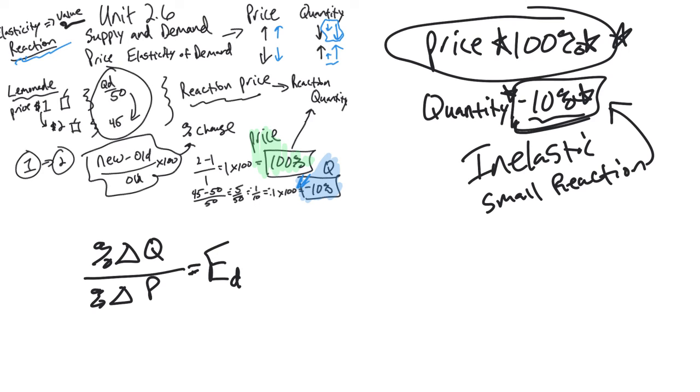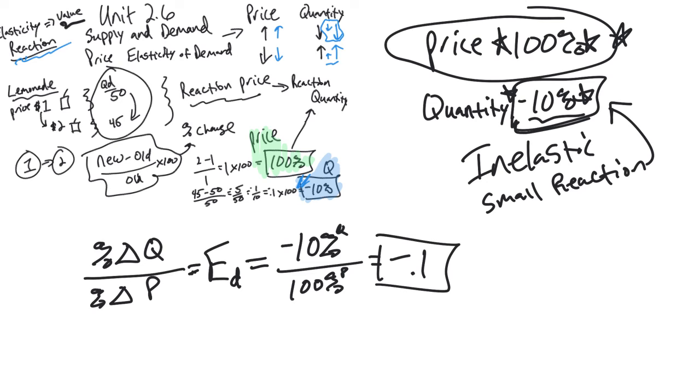Using this example, the percent change in quantity was negative 10%, and the price change was 100%. Remember, this is quantity, this is price. This equals negative 0.1. We drop the negative, so this is always done in absolute value terms. We drop the negative because it's always negative, because there's an inverse relationship between price and quantity in demand.